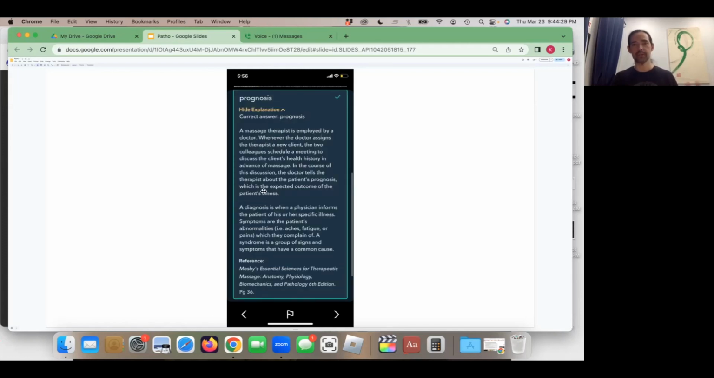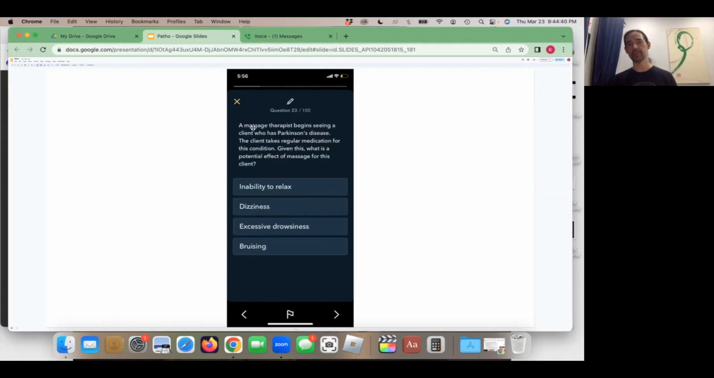Massage therapist is, oh yeah. Diagnosis is when a physician informs the patient of his or her specific illness. Prognosis is knowing the expected outcome of the patient's illness. A massage therapist begins seeing a client who has Parkinson's disease. The client takes regular medication for this condition. Given this, what is a potential effect of massage for this client?